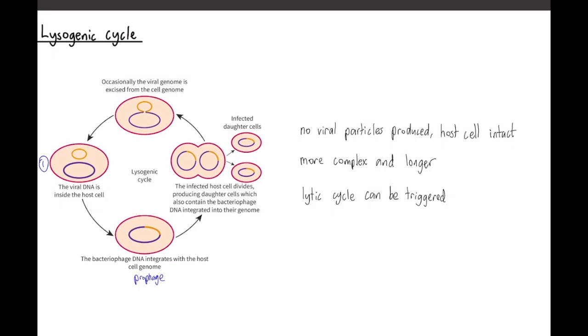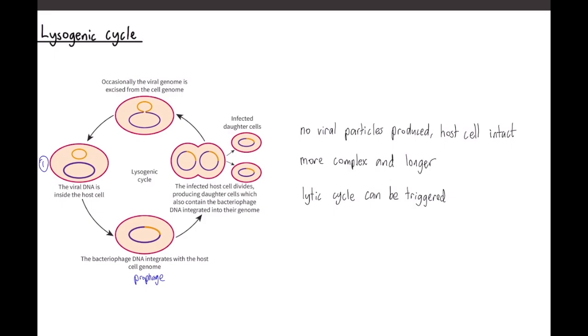In fact, it's generally a more complex and longer cycle because, as we see in the image, the DNA from the virus integrates with that of the host cell. This new circular DNA is now called the prophage. And as the host cell reproduces, each new cell will now have this bacteriophage genome called the prophage.